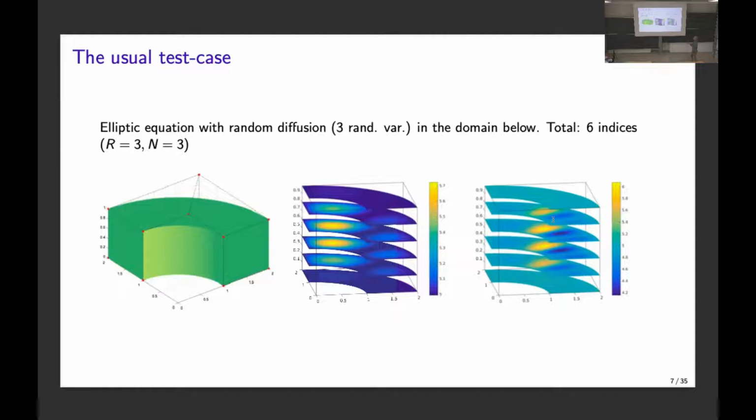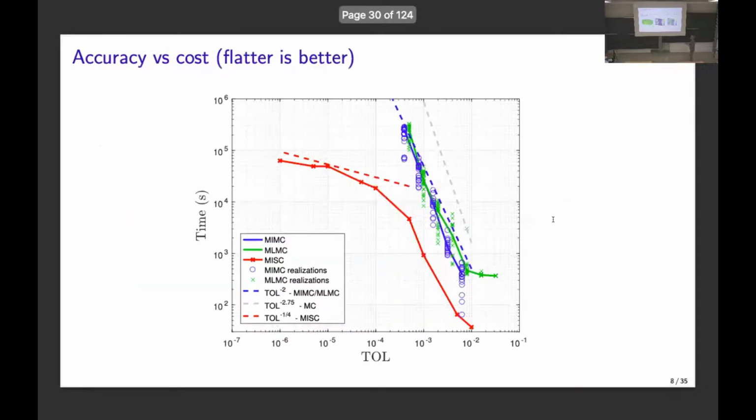So here I'm going to show you that I want to solve the usual elliptic PDE with random diffusion, assuming that I have 3 random variables, and I want to solve it in this domain. These are 2 possible different realizations of my random diffusion. In total, I have 6 indices, but I'm playing with 3 discretizations and 3 random variables. So I have a multi-index set of dimension 6. I apply MISC, and I get a nice convergence.